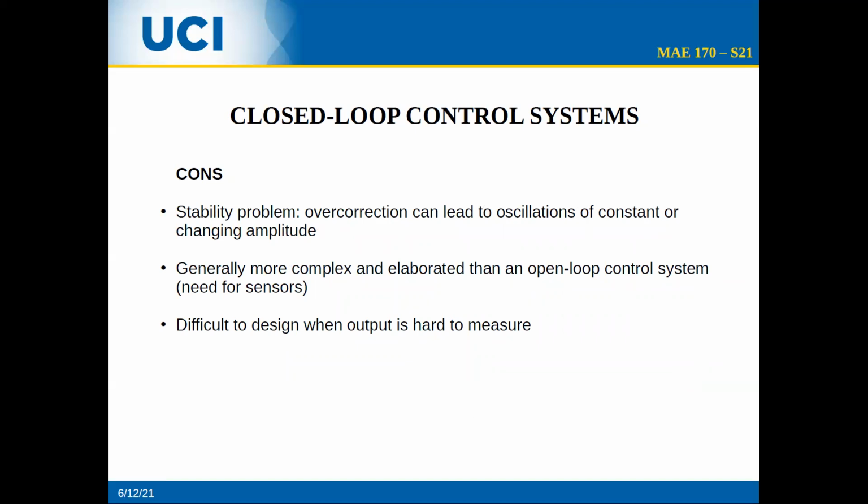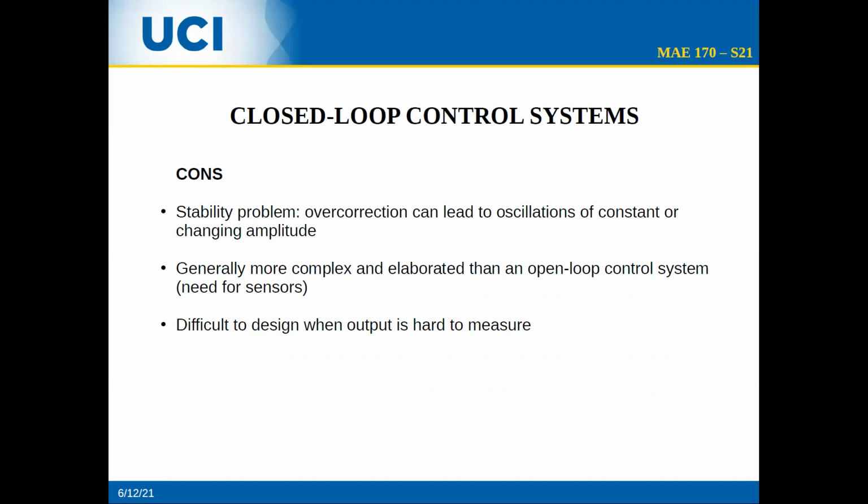However, we obviously also have cons connected to closed loop control systems. Well, we have a problem in terms of stability. That is, if we overcorrect using a feedback loop, we can make the system unstable. We'll see that.